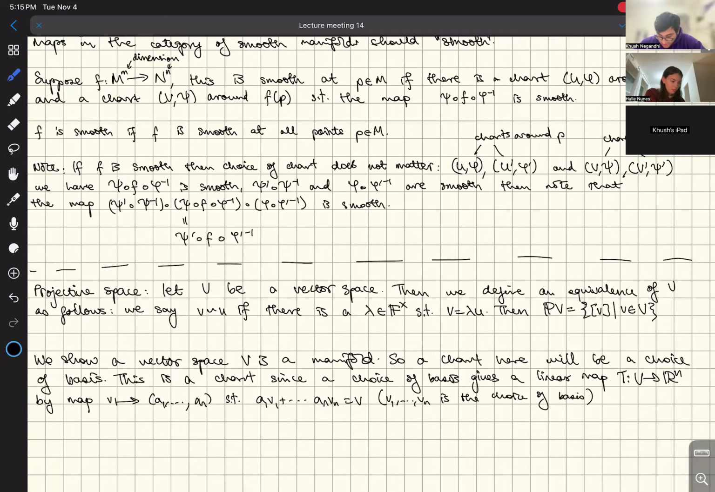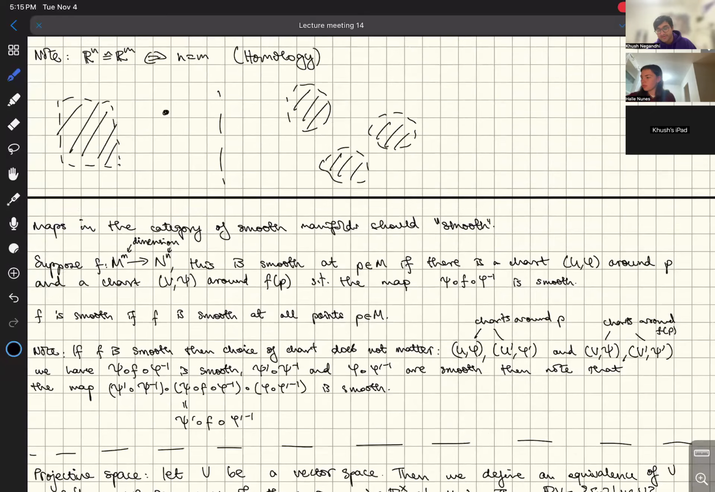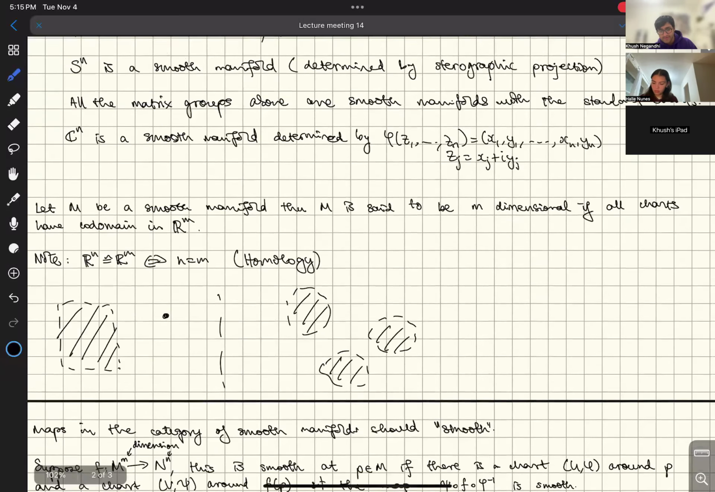Now one can show that the dimension of this manifold is just the dimension of the vector space. In this case, the vector space dimension and the manifold dimension agree. So these are some examples of manifolds and the main definitions of smooth manifolds.